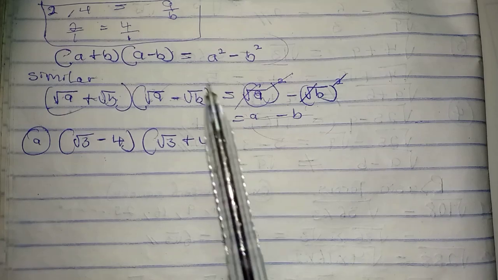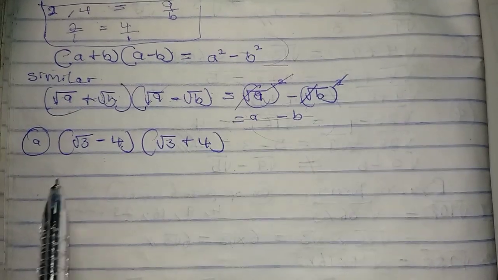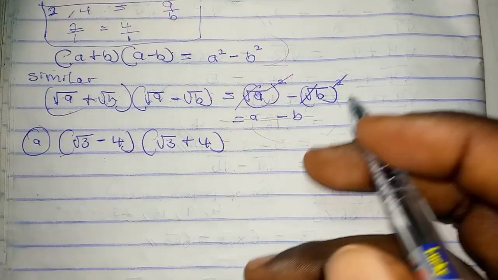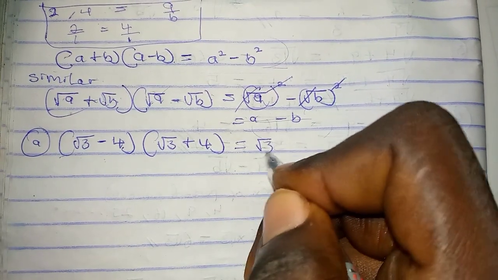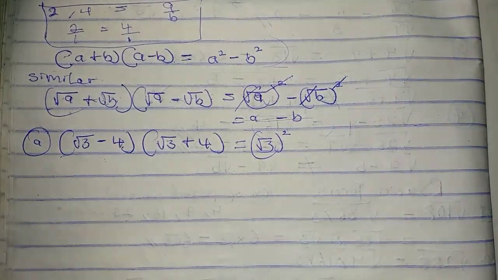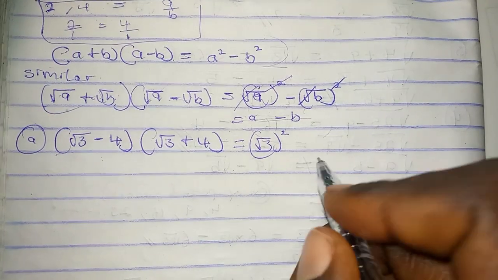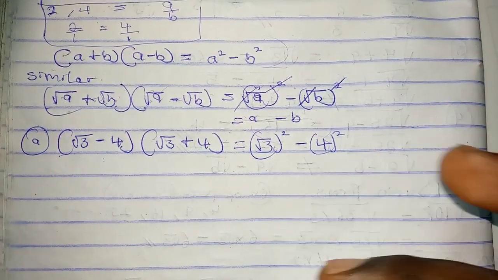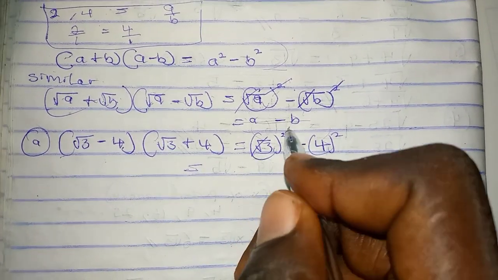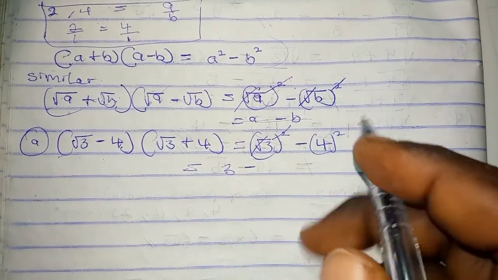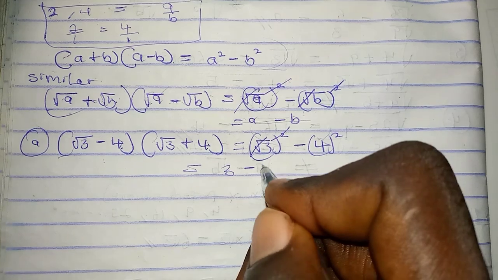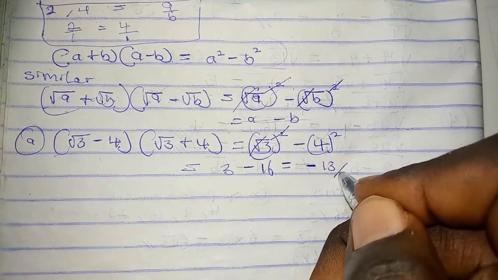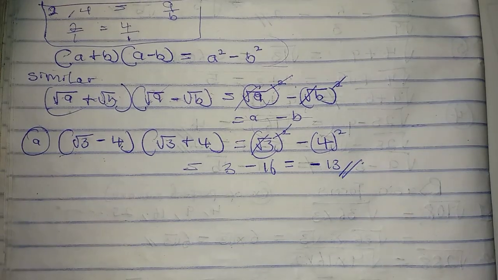So if we express this in this form, this is a conjugate. The conjugate of this is this. So let's simplify it in this form. We say that root 3 squared minus 4 squared. Don't forget in this form. So root cancels the power, here we have 3, and 4 squared is what? 16. 3 minus 16, we have minus 13. This is our answer. Very, very simple.